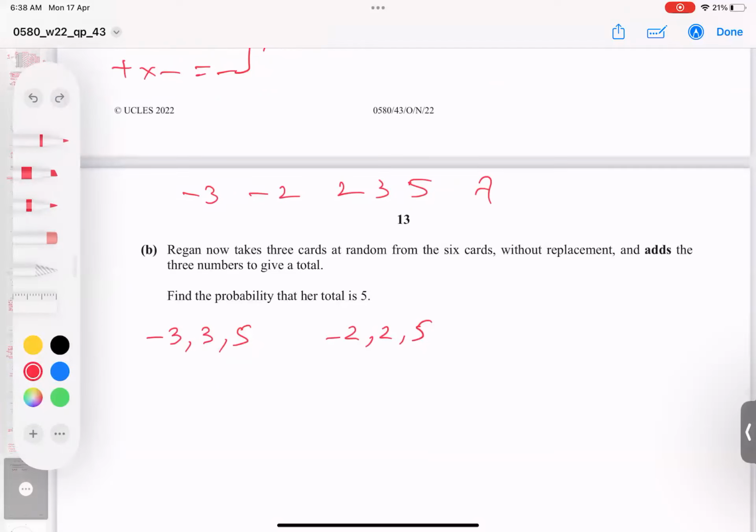Now, how to write the answer is very interesting, and I will explain it to you. Don't worry. What is the chance of these three?